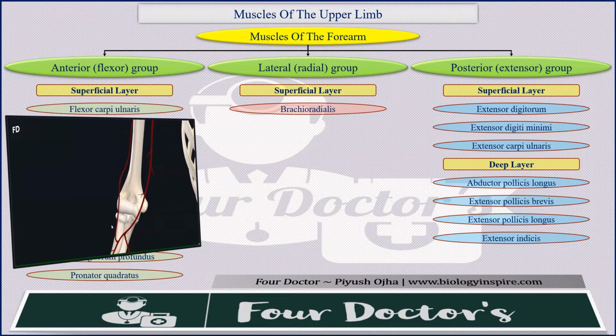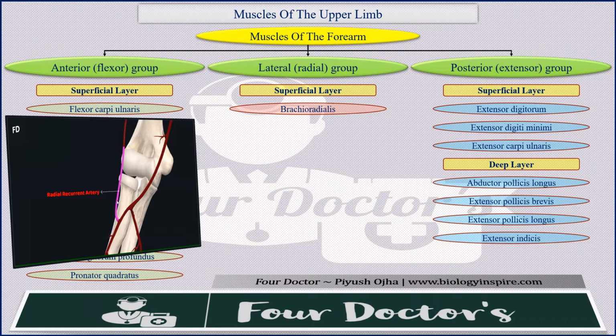Lastly, we will study the arterial supply for the brachioradialis muscle. Two arteries supply this muscle, and these are the radial recurrent artery and the radial collateral artery.